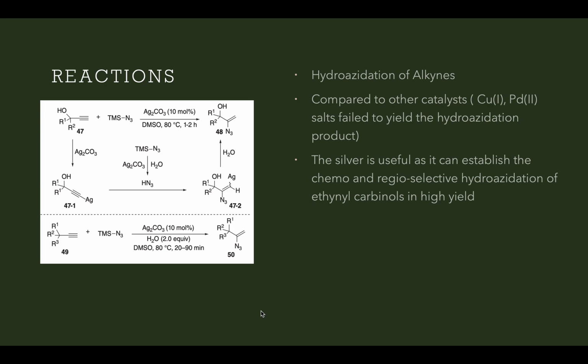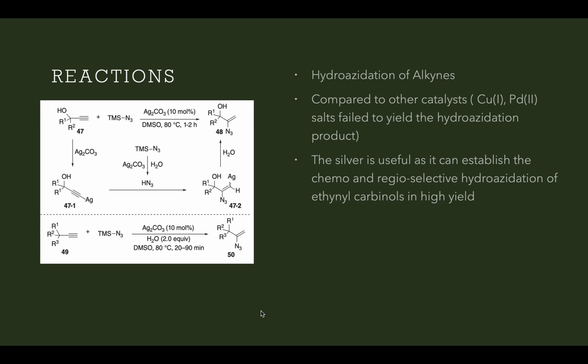Another example is the hydroazidation of alkynes. This reaction is one of the most straightforward pathways to synthetically form useful vinyl azides. Compared to other catalysts such as copper 1 and palladium 2, most salts fail to yield the hydroazidation product. Silver is useful as it can establish the chemo- and regioselective hydroazidation of ethynyl carbonyls in high yield. Mechanistically, on the left, silver acetylide and vinyl silver were proposed as key intermediates in this reaction.